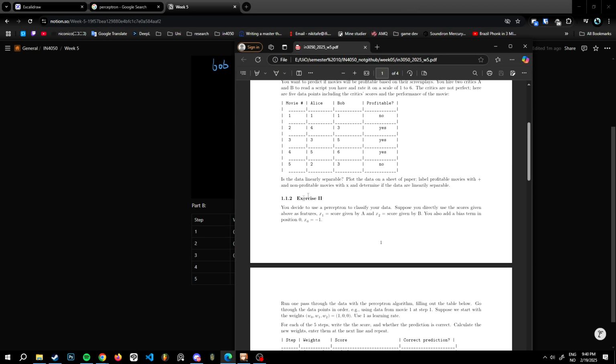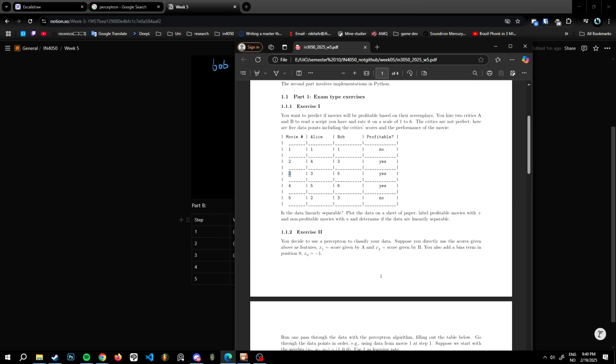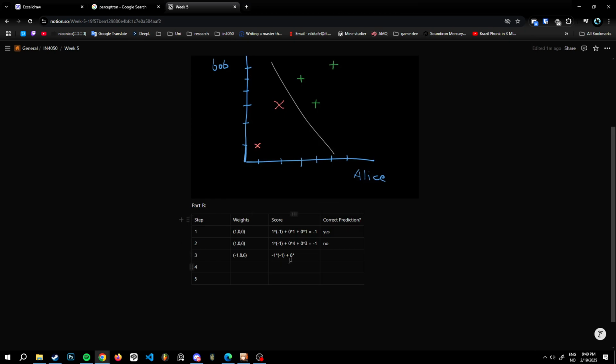I forgot to tell you about it. Now, because it moves to the third step, it moves to the third movie. And here in the third movie, we have Alice rates it as 3, Bob rates it as 5, and is it profitable? Yes, it is profitable.